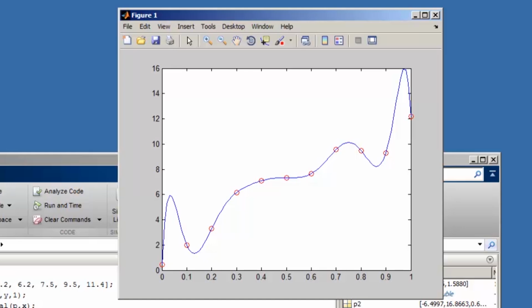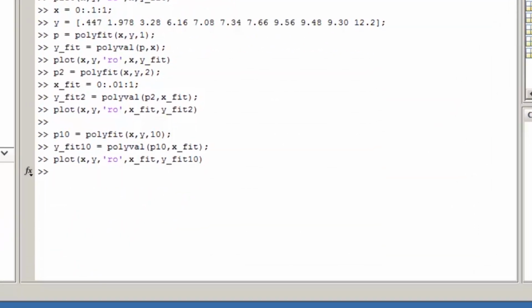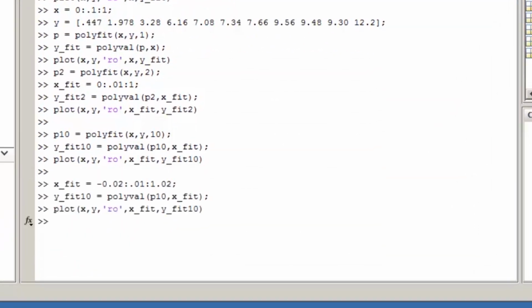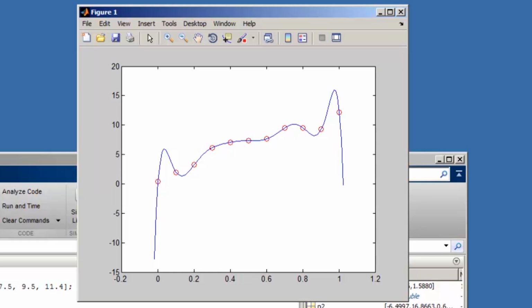Let's see what the curve fit looks like over a range of minus 0.02 to 1.02. I'm only extending the range of the curve fit by 0.02 beyond the range the data covers. The curve fit just completely goes crazy outside the range specified by the data, and I can't believe it at all. So here are a couple practical points about curve fitting.